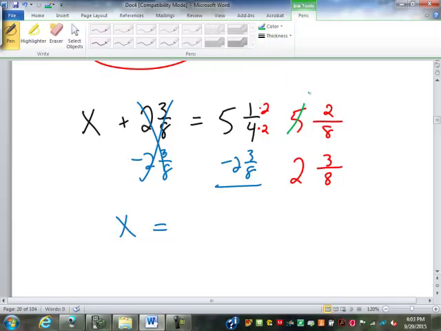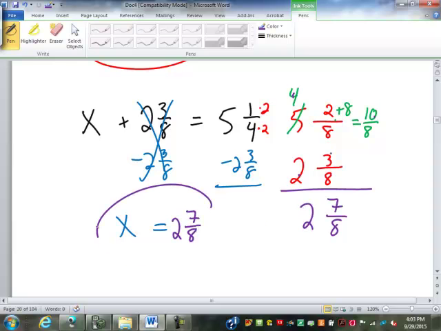We've got a problem. So we're going to borrow from the 5. This is a 4. This is going to become plus 8. So 2 plus 8 is 10/8. So now 10 minus 3 is 7/8. 4 minus 2 is 2. X is 2 7/8.